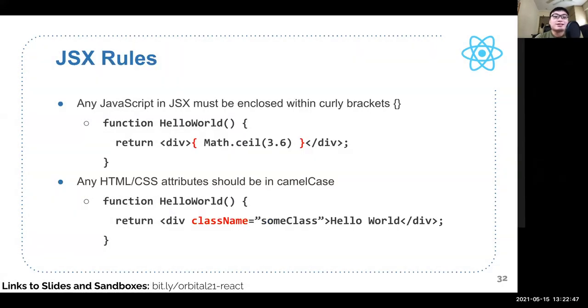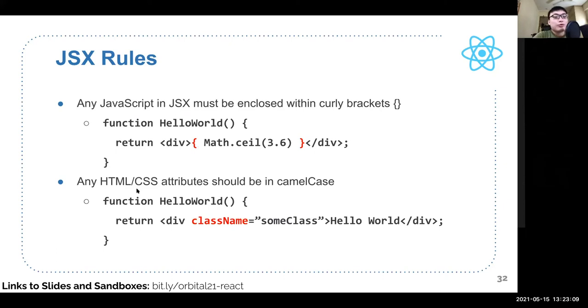Okay, so next, we are going to cover some JSX rules. Any JavaScript in JSX must be enclosed within curly brackets. Over here, I'm running this JavaScript function Math.ceil of 3.6. And for me to use it inside this JSX, I need to enclose it in curly brackets.